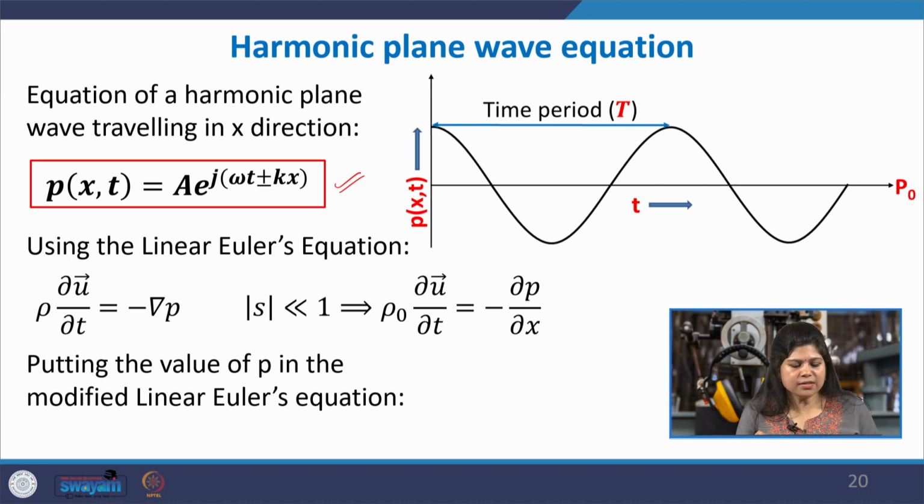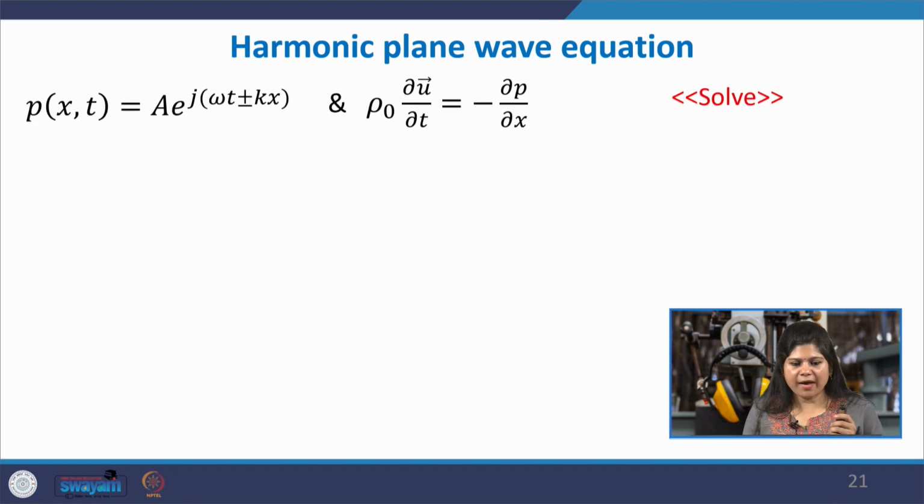Now, if we use the Euler's equation which we had used in the previous lecture, you can refer to my previous lecture to see how this equation came about. The rate of condensation is very small because the change in the density is not very significant. So, this can be written as simply rho naught into del u by del t, which is equal to, for a 1D solution, this nabla simply becomes del by del x for a 1D wave. So, we have this equation and we have this. Now, we want to solve it to get an equation.